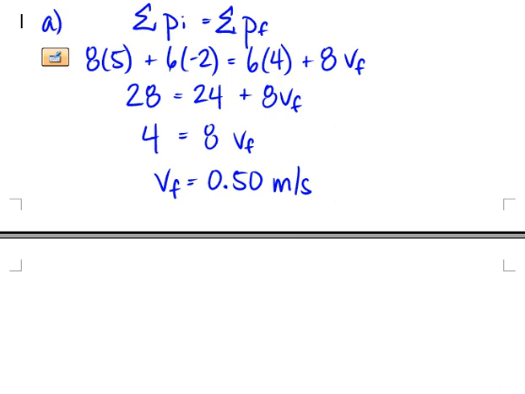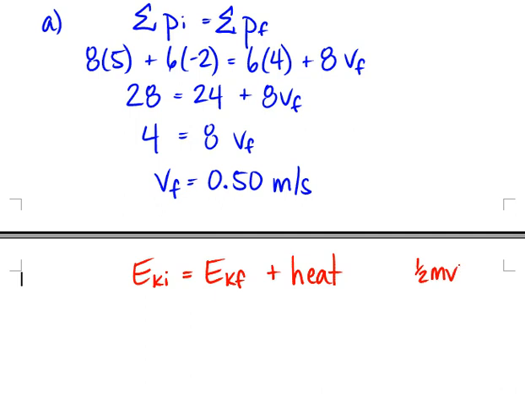So we're going to transition into kinetic energies. So let's see if we have EKI equals EKF. And then there may or may not be heat here. If your EKI and your EKF are the same, then your heat would be 0 joules. It would be an elastic collision. But if your EKI is bigger than your EKF, then whatever kinetic energy is lost, simply convert it into heat. Remember, kinetic energy is 1/2 mv squared, not just m and v.